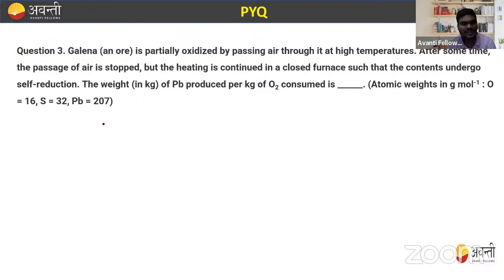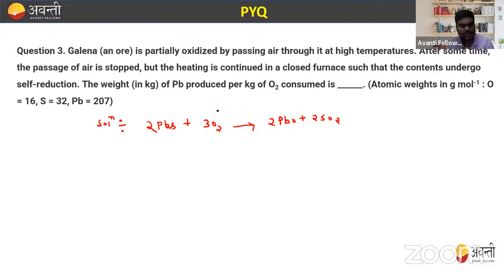For this, again, we need to write the reaction, right? What do you mean by galena, beta? What is called galena? Galena is nothing but lead sulfide. So galena ore is partially oxidized. It means when PbS, lead sulfide, is partially oxidized, we can take here 2 PbS plus 3 O2, which will produce 2 PbO plus 2 SO2.